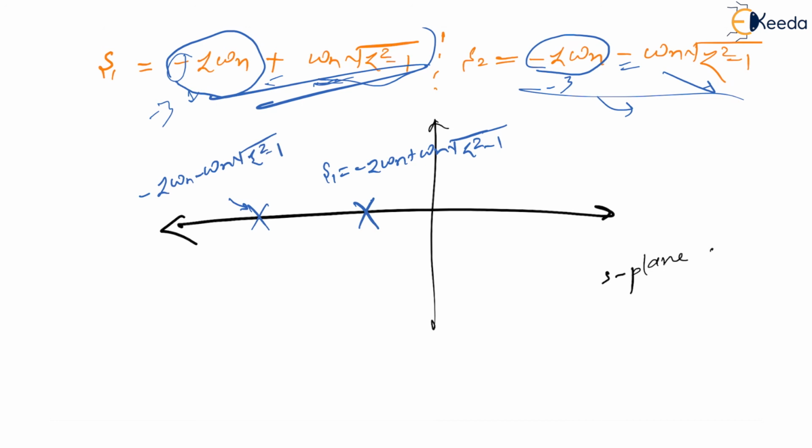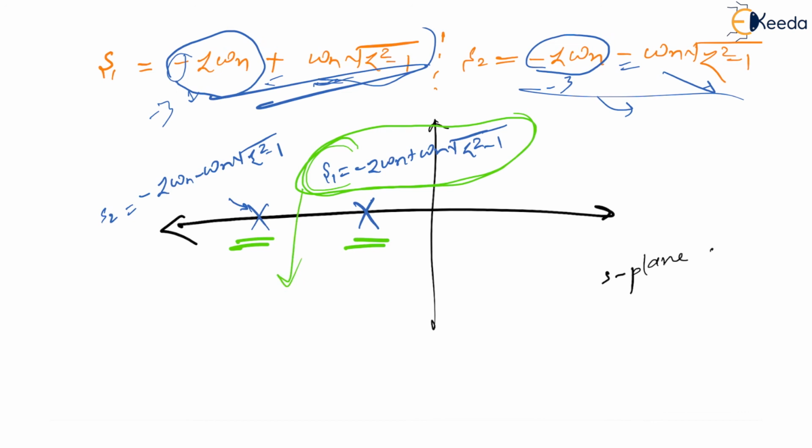Now I will have to tell you one thing. See, this pole is close to the imaginary axis. Yes. This pole is far from the imaginary axis or not? Yes. Now what does the dominant pole concept tell us? It says that the dominant pole is the pole which is closest to the imaginary axis. So out of this S1 and S2, by the way, this is S2, correct? Between S1 and S2, definitely S1 is going to be close to the imaginary axis. So we call this pole the dominant pole. So this is our dominant pole.